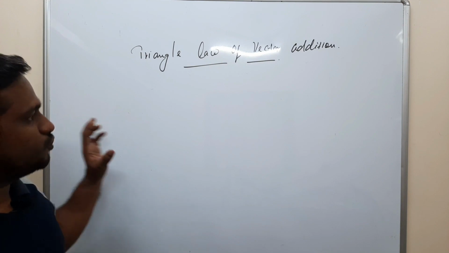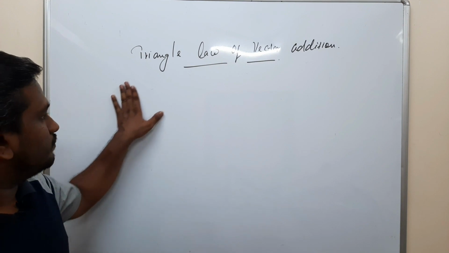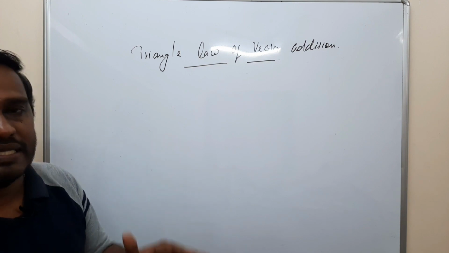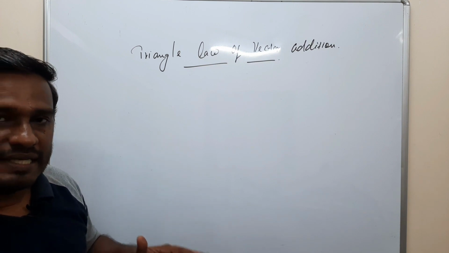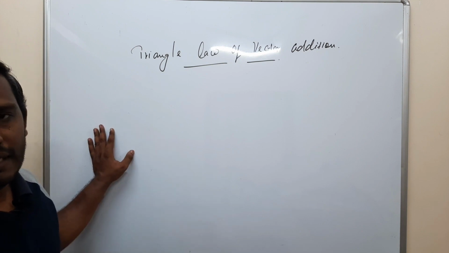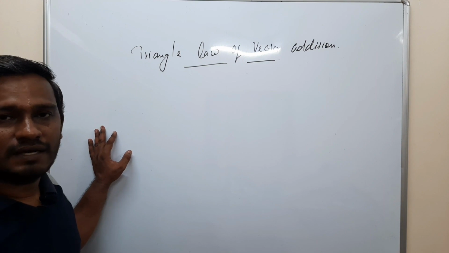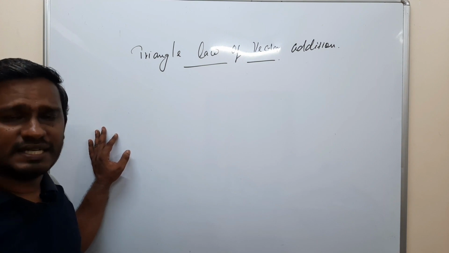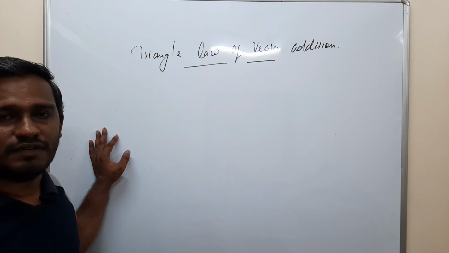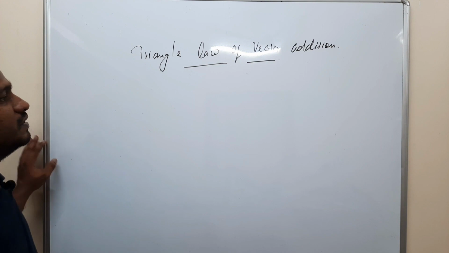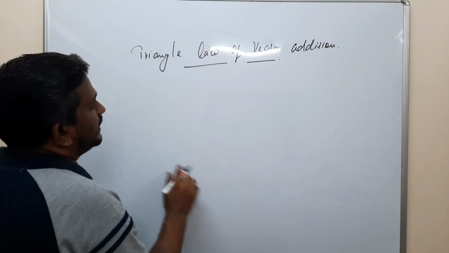That is, if two vectors which have both magnitude and direction are represented by the two adjacent sides of a triangle taken in the same order, then the third side of the triangle gives the resultant of these two vectors, taken in the reverse order. So that is the triangle law of vectors.